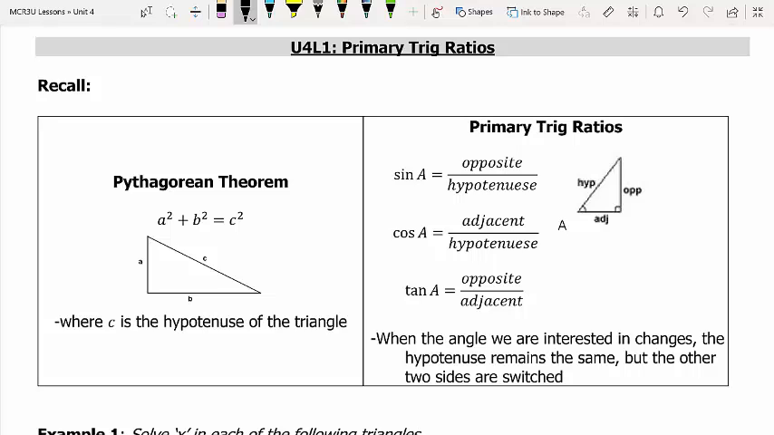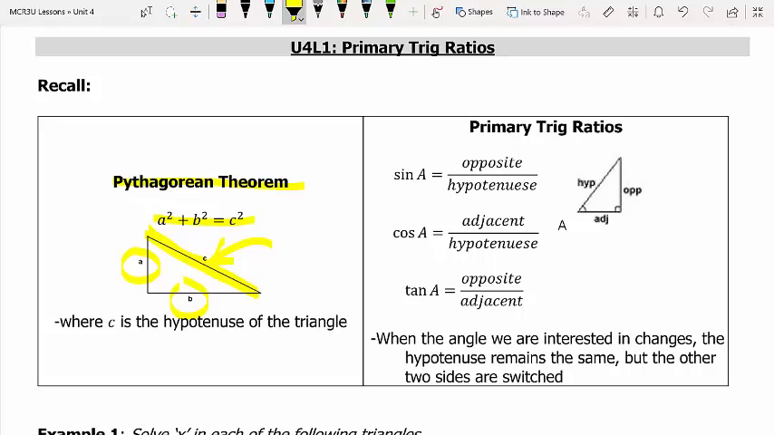Unit 4, Lesson 1, Primary Trig Ratios. Recall from grade 10, the Pythagorean theorem is a squared plus b squared equals c squared, and it helps you to find the side lengths in a right-angled triangle. The only thing you need to really remember is that the hypotenuse is always labeled c. That is very important. A and b are interchangeable, but c has to be the hypotenuse.